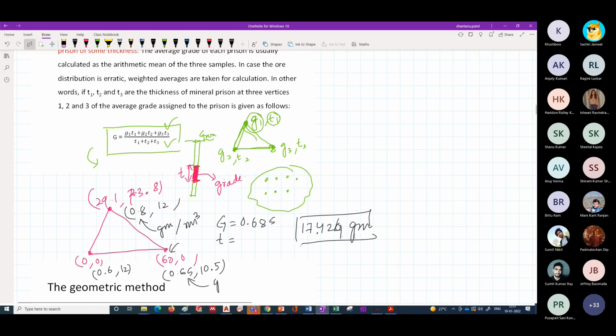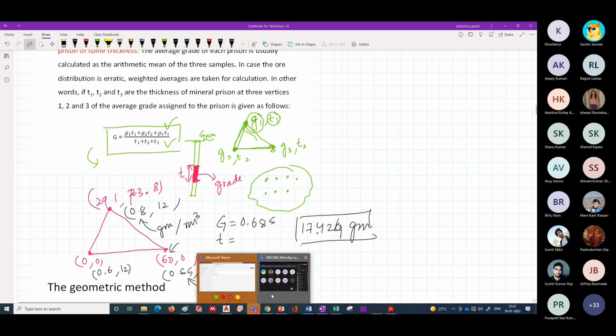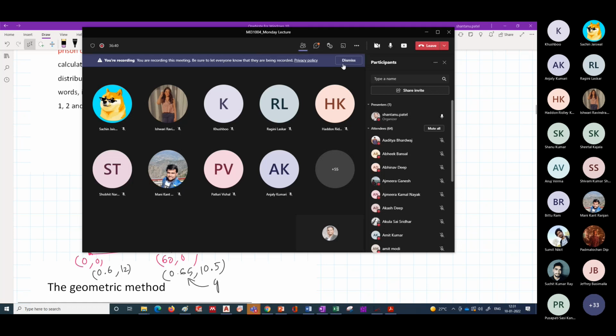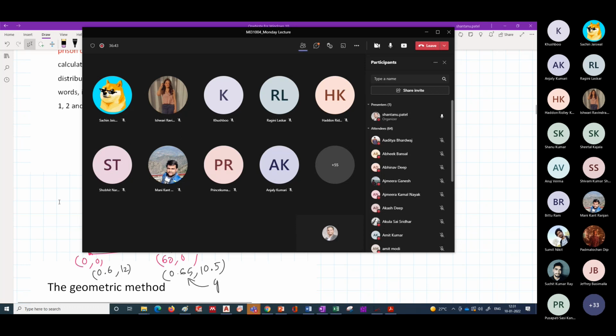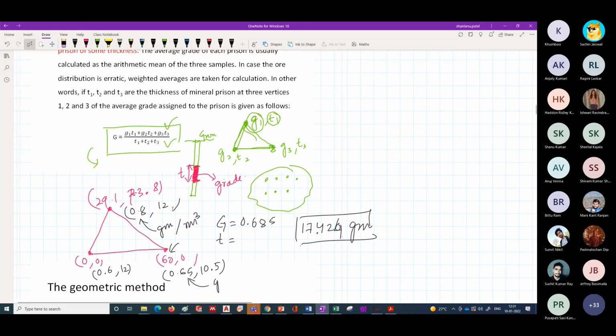So everybody got this answer? Sir, please explain it one more time. Okay, so the first thing is to calculate the average grade. We can use this formula: G1 into T1 plus G2 into T2 plus G3 into T3, divided by T1 plus T2 plus T3. And the average thickness, T average, equals T1 plus T2 plus T3, divided by 3.